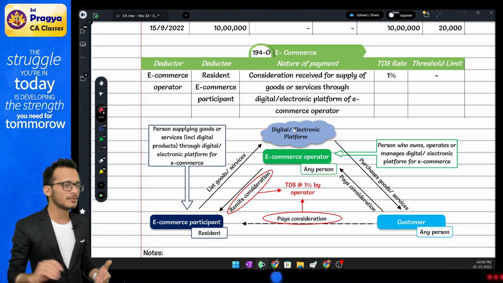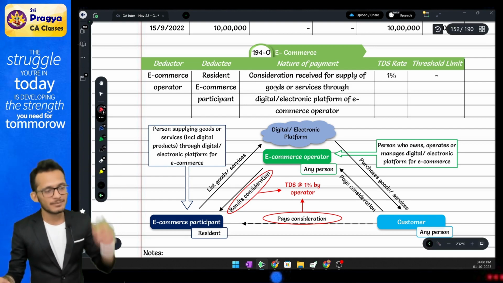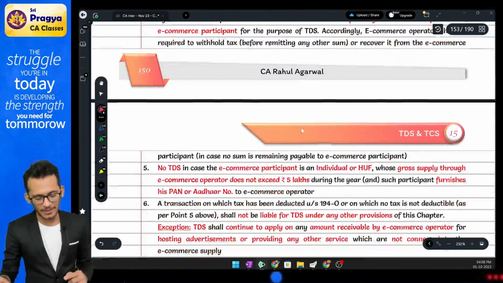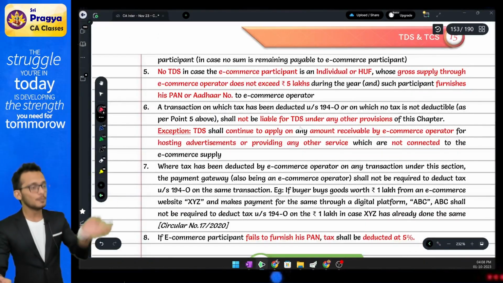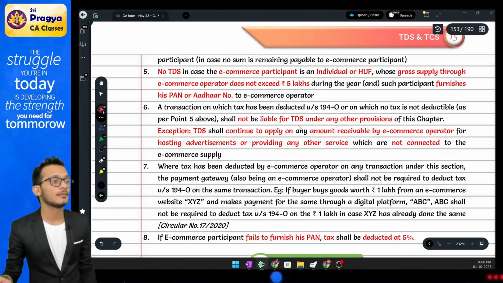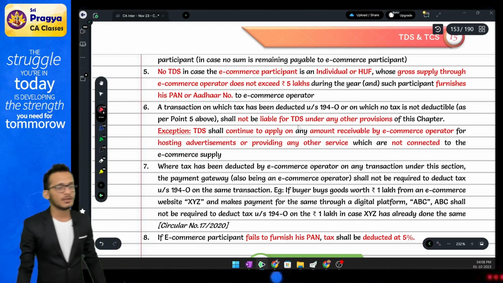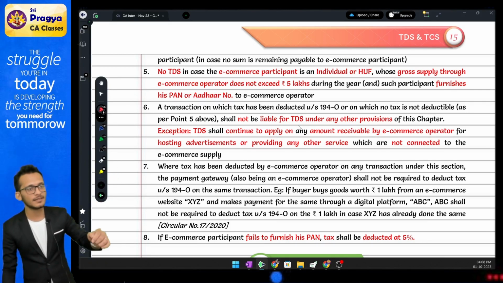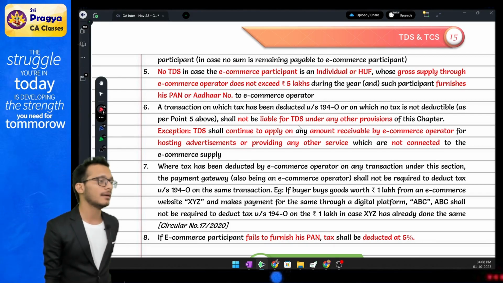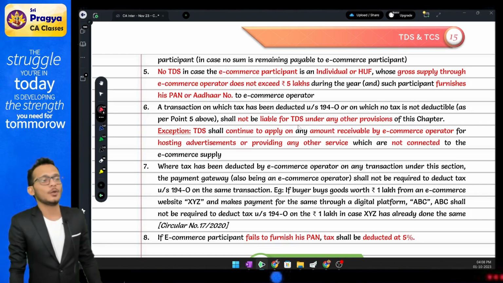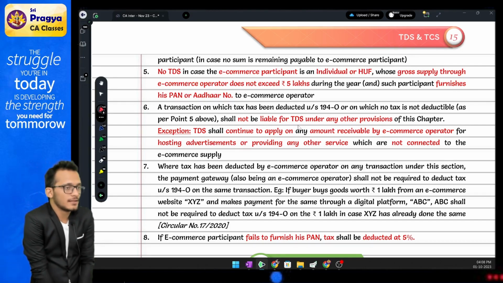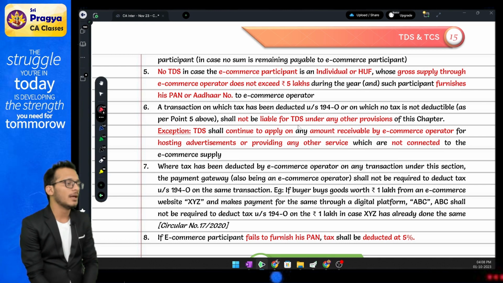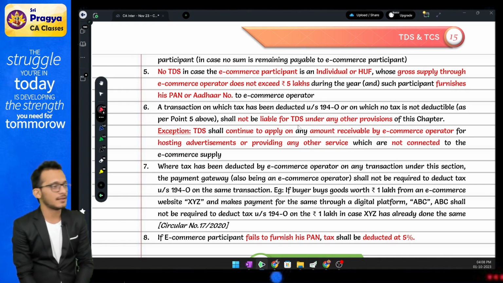After O comes P. P is basically saying that you are a resident super senior citizen. Now the difference here is that it is not 80, it is 75. I find out that you are a 75 years or older senior citizen who does not have any income other than pension income and interest income.